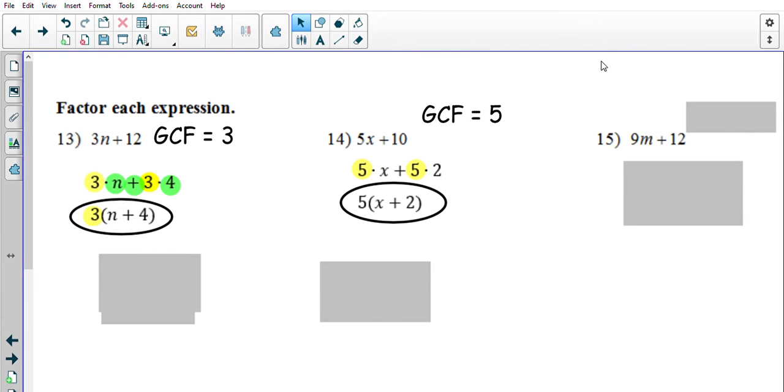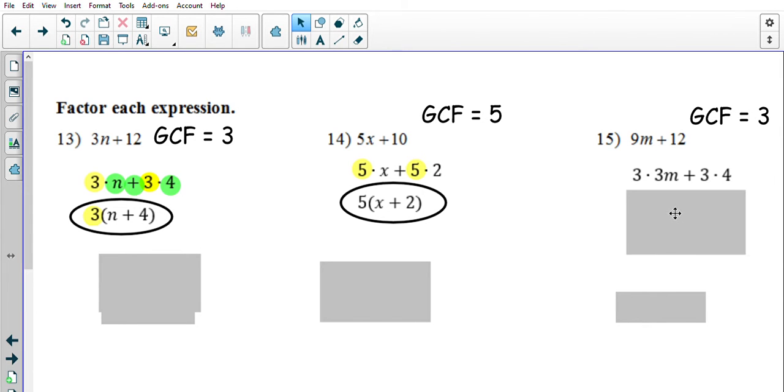Number 15, 9m plus 12. The GCF of 9m and 12 is 3. So we'll rewrite this as 3 times 3m. That's where this one gets a little bit more challenging. 3 times 3m gets us 9m, and then 3 times 4 gets us 12.